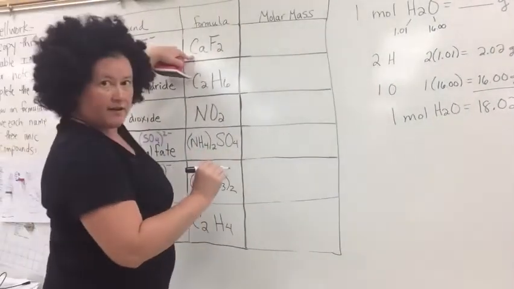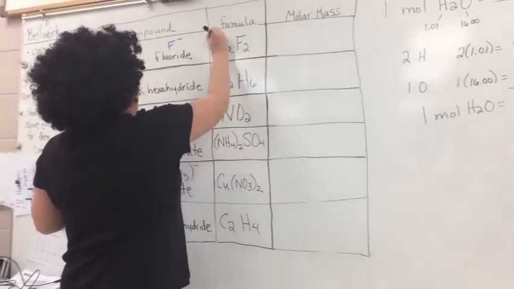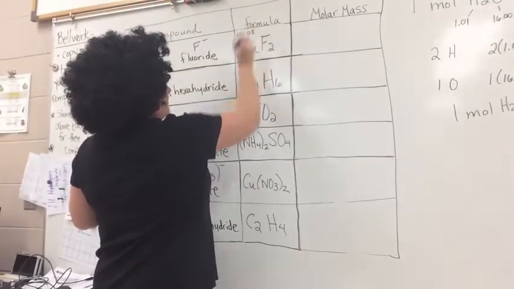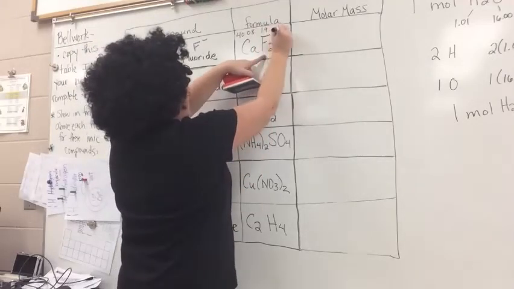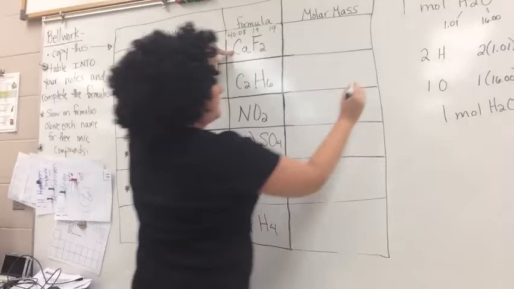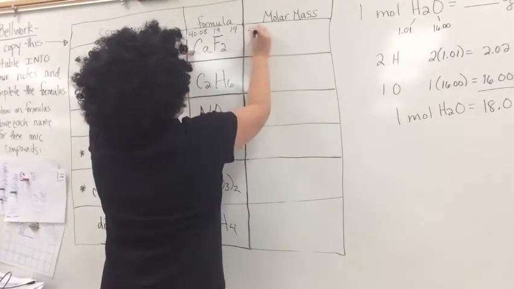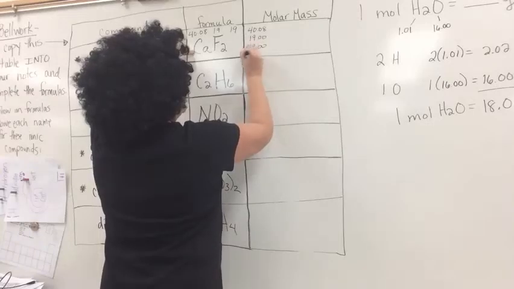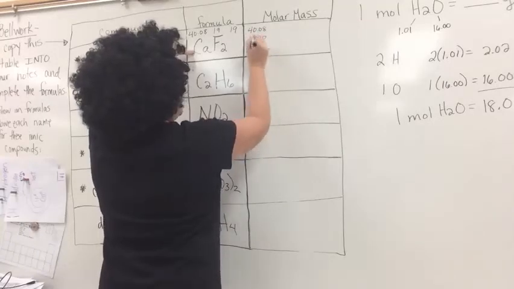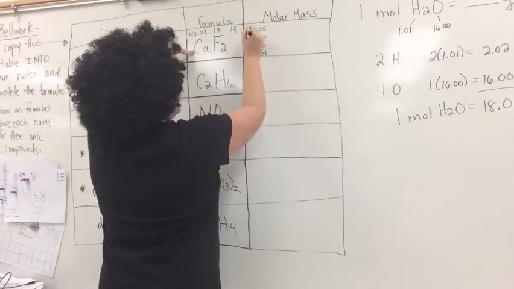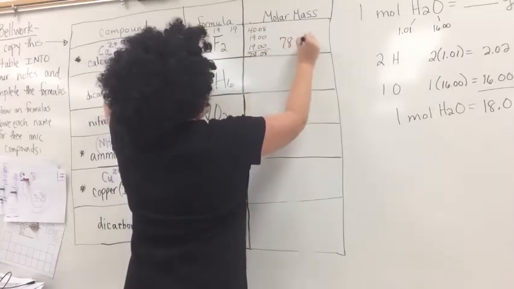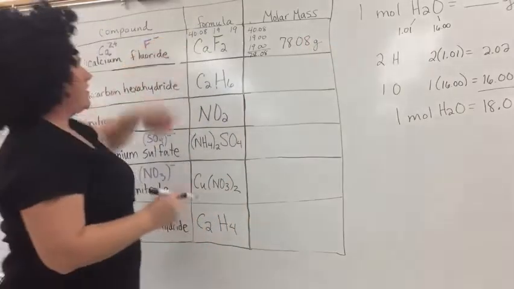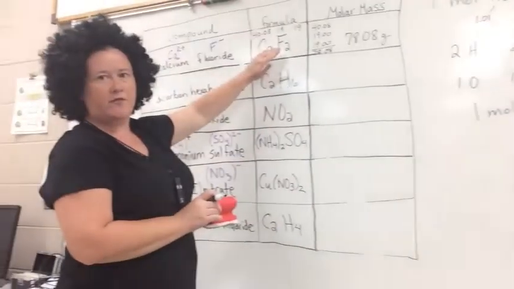Calcium, when I look on the periodic table, has a mass of 40.08. Fluorine has a mass of 19, and there are 2 of them. So when I take 40.08 plus 19 plus 19, I get 78.08 grams for the molar mass of calcium fluoride.